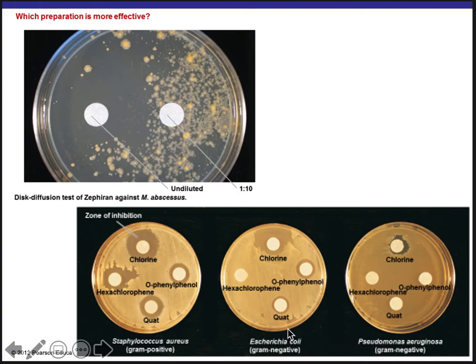E. coli, we see chlorine works very well. We see a little bit of zone on O-phenylphenol and quat, and no effect at all of the hexachlorophene. Remember, gram-negative have that outer membrane, and their cell walls are a little different, because gram-positive cell walls have teichoic acid and gram-negative don't. And so all of these differences between gram-positive and gram-negative will impact which chemicals work, etc. Okay, so this is a disc diffusion test.